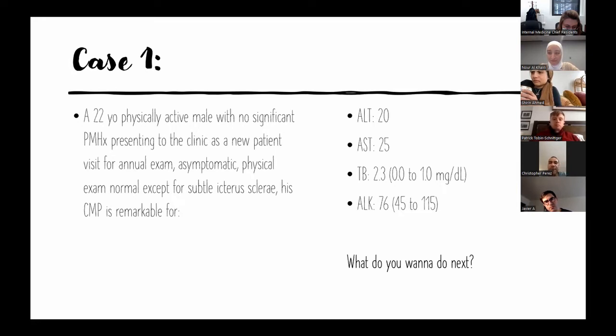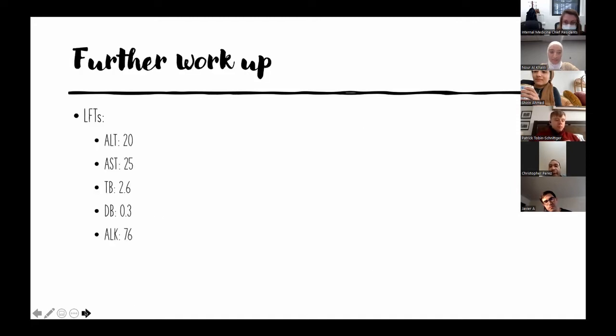Something you could do is order a hepatitis panel, but this could possibly be Gilbert syndrome, where there is an increase in the total bilirubin, but otherwise it's a very benign condition. Aside from that, we'll do full LFTs to see if it's direct or indirect, right? Oh, that's true, we have to know if it's direct or indirect. Okay, so this is the rest of his LFTs with normal direct bilirubin. So it's mostly indirect.